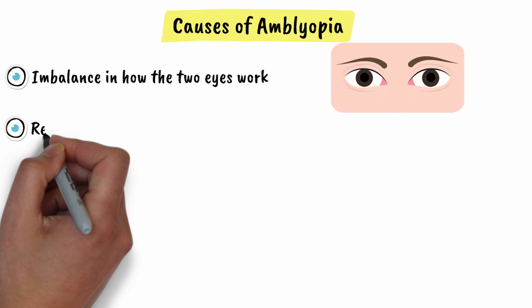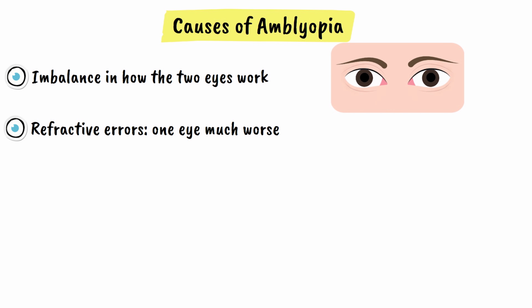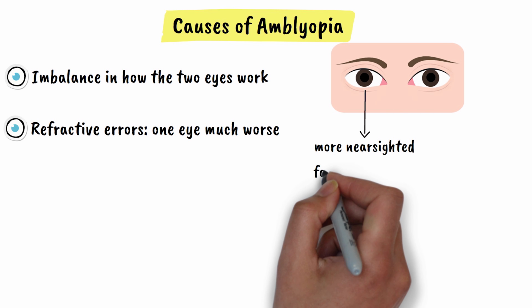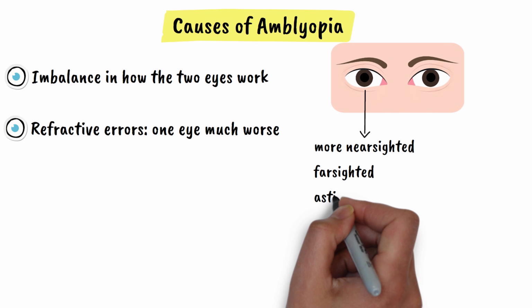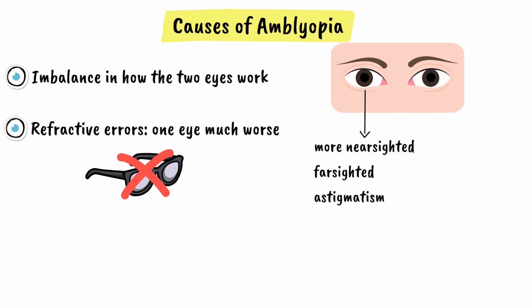The first cause is refractive errors. This means one eye has much worse vision than the other. One eye might be more nearsighted, farsighted, or have astigmatism. If this isn't corrected with glasses, the brain relies more on the eye with better vision.